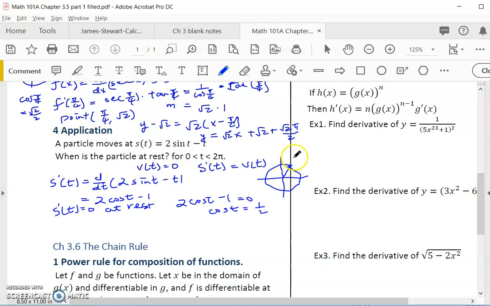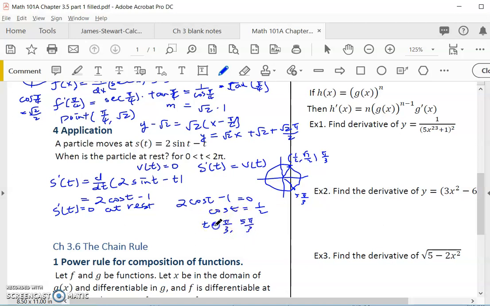We know it is here, right? At pi over 3, we have 1/2 and root 3 over 2. So this is the cosine equal to 1/2, that's pi over 3. Is there another one? It's over here, it's 5 pi over 3. Also 1/2 but with negative root 3 over 2. So it is at rest at pi over 3 and also 5 pi over 3.